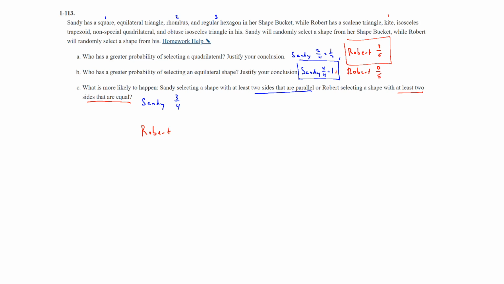Isosceles means two of the same sides are equal, so that'd be 2. Non-special quadrilateral, so that's a no. And then an obtuse, once again, isosceles. So it looks like he also has 3, but he has 3 out of 5, which would be a 60%. If you're looking at percents here, this would be a 60%, whereas Sandy's would be a 75%. Therefore, Sandy is more likely to select a shape with two sides that are parallel than Robert selecting at least two sides that are equal.